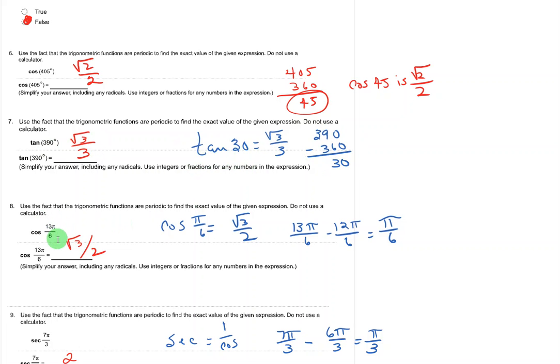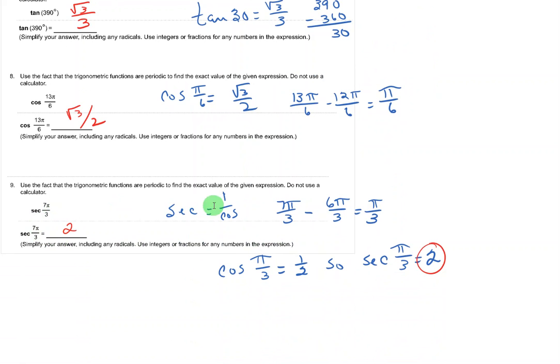Cosine of 13 pi over 6. Well, remember, I'm taking 360 away, or 2 pi. So 13 pi over 6 minus 12 pi over 6 equals pi over 6. Cosine of pi over 6, or 30 degrees, is square root of 3 over 2.